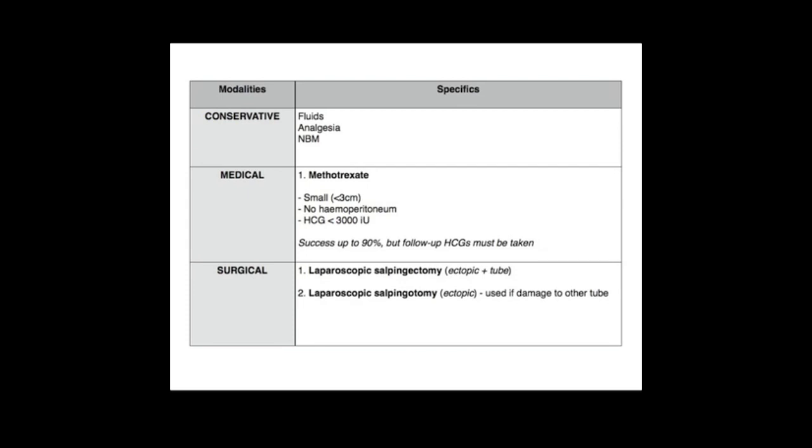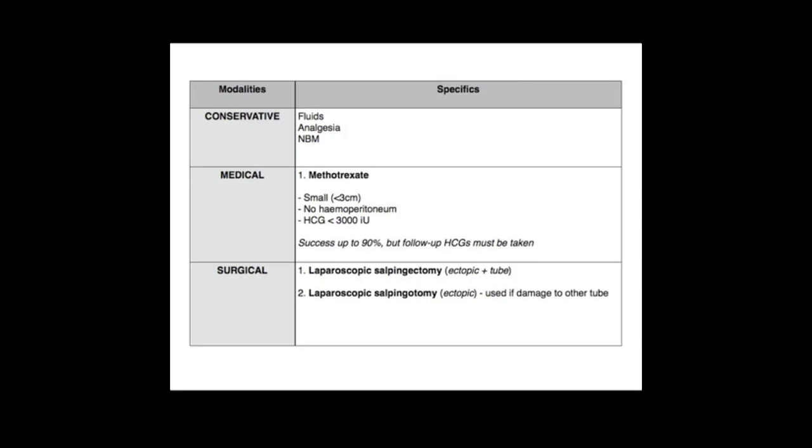When we're considering treatment for ectopic pregnancy, you can divide it up, as always, into conservative, medical, and surgical. We've already talked about a few of the conservative things, such as fluid resuscitation. If the lady with the ectopic is in pain, you might want to consider giving analgesia. And obviously, if there is any possibility of going to surgery, then you would want to make the patient nil by mouth. The most important medical option for patients with a confirmed ectopic pregnancy is the drug methotrexate.